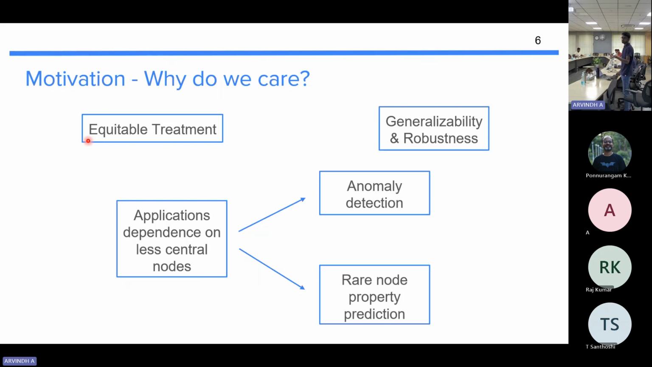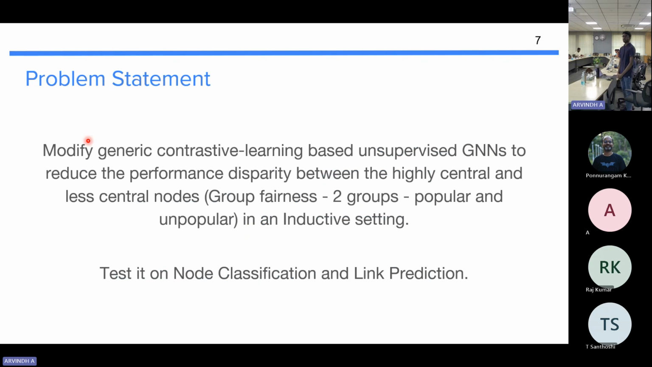So with the motivations solidified, I'll now move on to our formal problem statement. Our problem statement is to modify generic contrastive based unsupervised GNNs to reduce the performance disparity between the highly central and less central nodes in an inductive setting. We formulated it as a group fairness problem where we have two groups. We name them popular and unpopular. The popular group contains nodes with high degree and unpopular contains the other set of nodes. And we tested on two downstream tasks, node classification and link prediction.